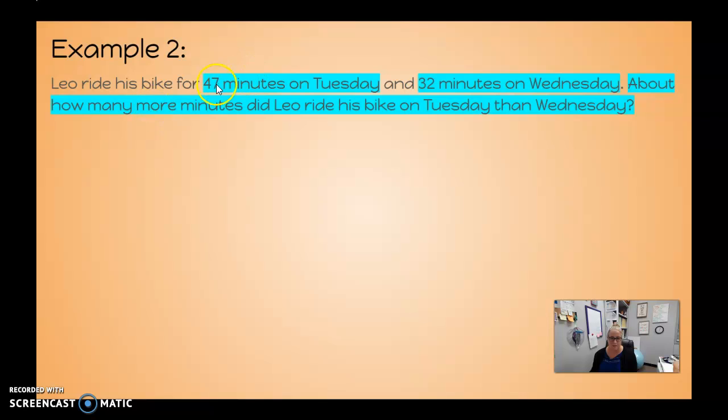Well, I know that it's important for me to know he has 47 minutes on Tuesday, he has 32 minutes on Wednesday, and about, there's that word again, how many more minutes did Leo ride his bike on Tuesday than Wednesday?